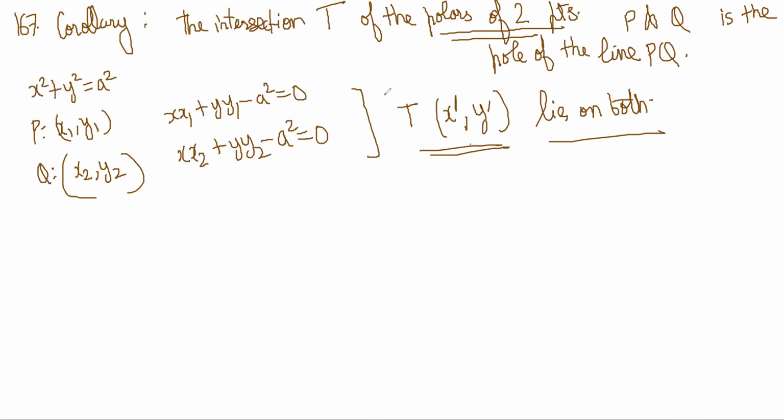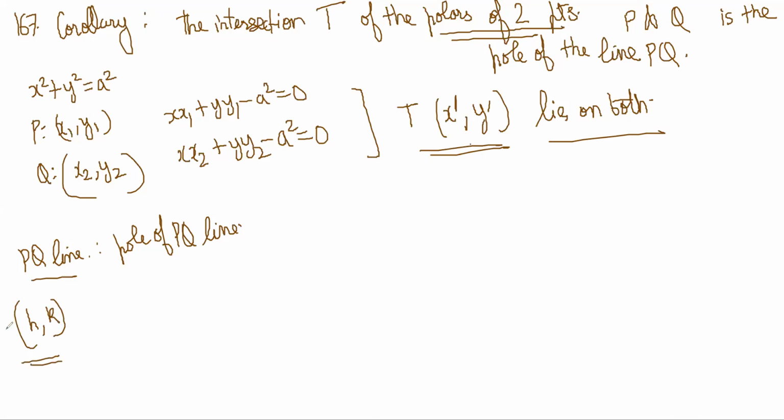Now let's think of the PQ line. I want to find the pole of the PQ line. Let's say the pole of the PQ line is some arbitrary point h, k. This is the reverse process, remember? You have to assume the pole is something and write the equation of the polar. The polar equation would be xh plus yk minus a square is equal to 0, and this must match the PQ line.